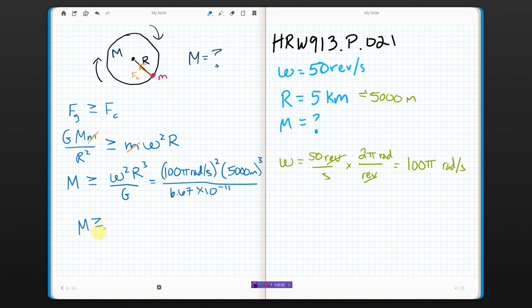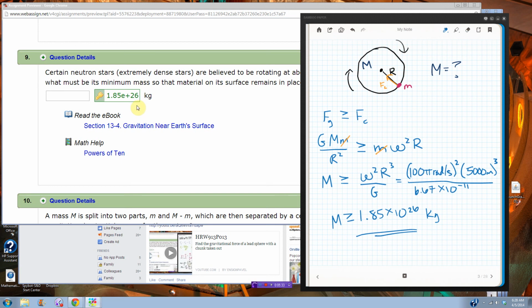I put that in, and I get the mass of the star is greater than or equal to, let's see, 1.85 times 10 to the 26th. And since all of our stuff was in standard units, my answer should be in standard units, which is kilograms. So that should be the answer. Let's check it. Yep, that's the answer.